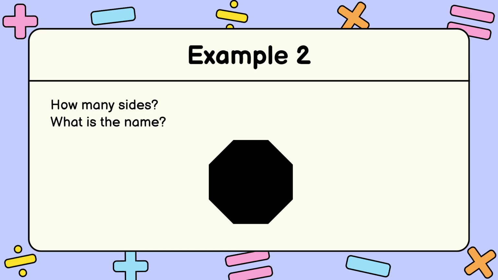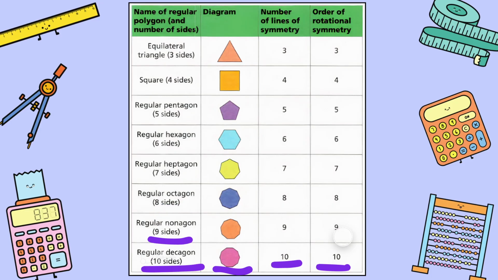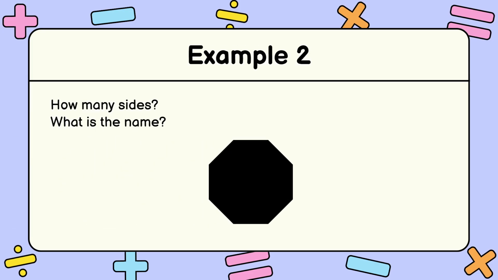Okay, anyone with an answer? Okay, so let's count first. How many sides do we have? 1, 2, 3, 4, 5, 6, 7, 8. Now let's go to our chart which I showed you earlier. A shape that has got 8 sides is a what? 8 sides. So this shape is an octagon because it has got 8 sides. Okay, that's good.